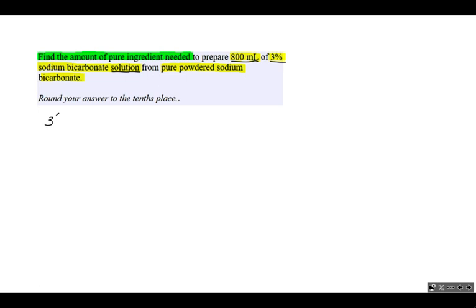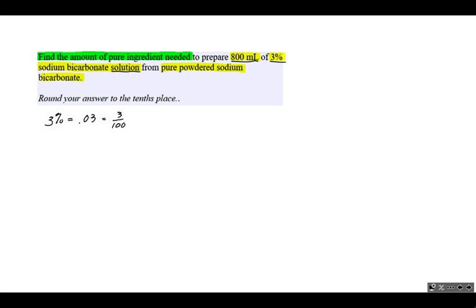3%. We can convert percents to decimals, can't we, by moving the decimal 2 places to the left. So 3% can also be written as 0.03 or 3 hundredths as a decimal, which can also be written as a fraction as 3 over 100. And all of these sort of mean the same thing.